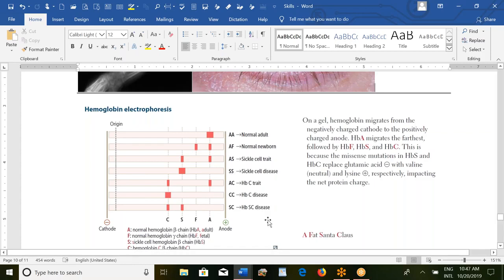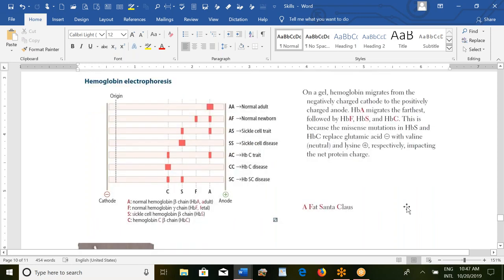Here, AA means normal adult hemoglobin, with beta chains. So this is hemoglobin A, adult type. AF: here you are going to see gamma chains, so this is fetal hemoglobin. If there is hemoglobin S, it means sickle cell is there. There can be various combinations. AS means there is adult hemoglobin and sickle cell hemoglobin, so AS means sickle cell trait. If both chains have the mutation, hemoglobin will be of SS type, so this is sickle cell disease.